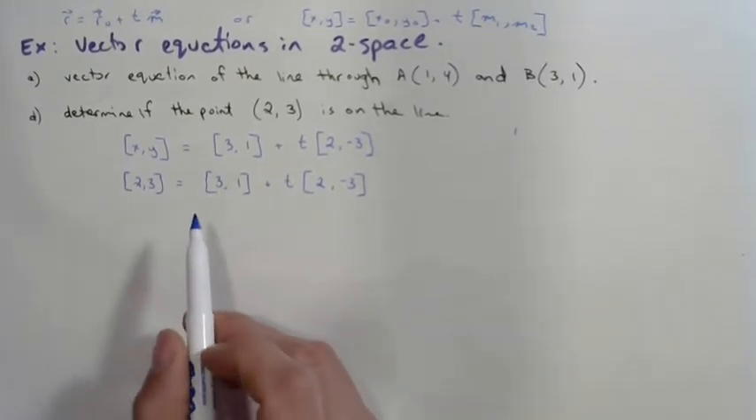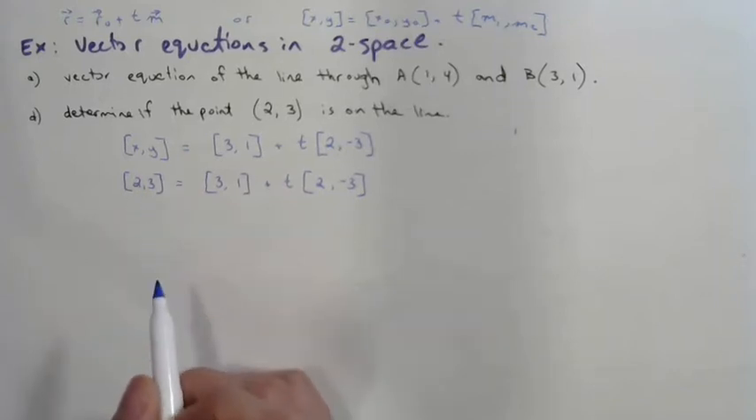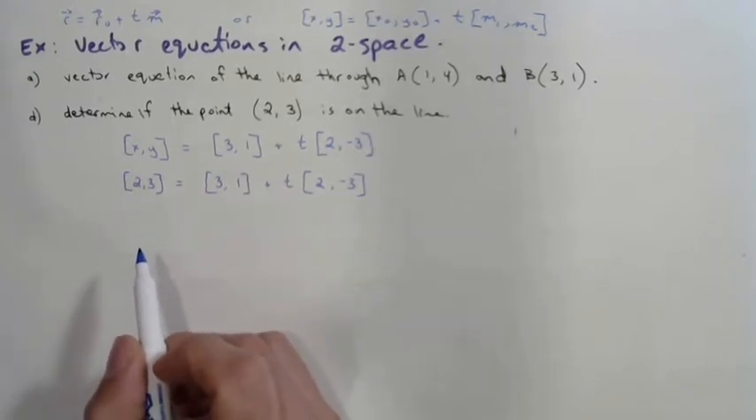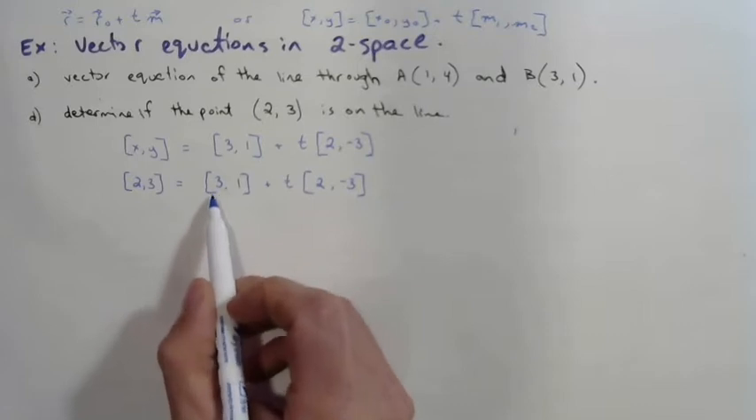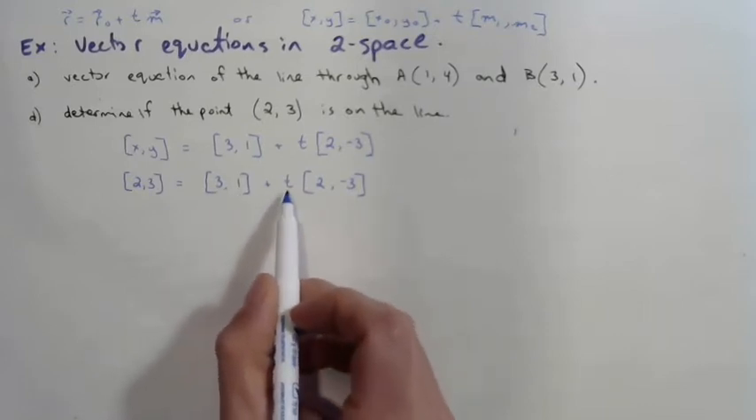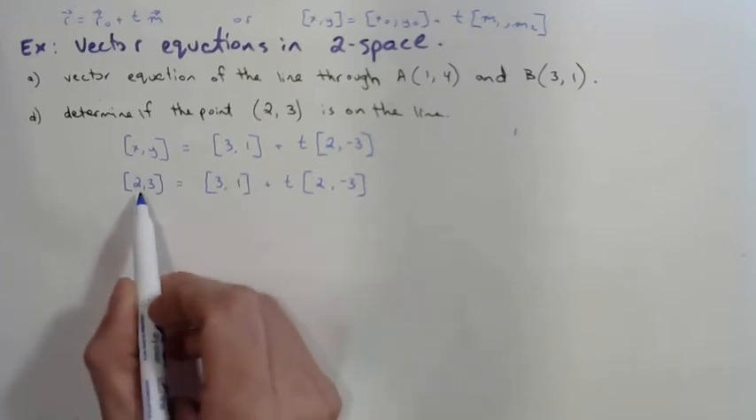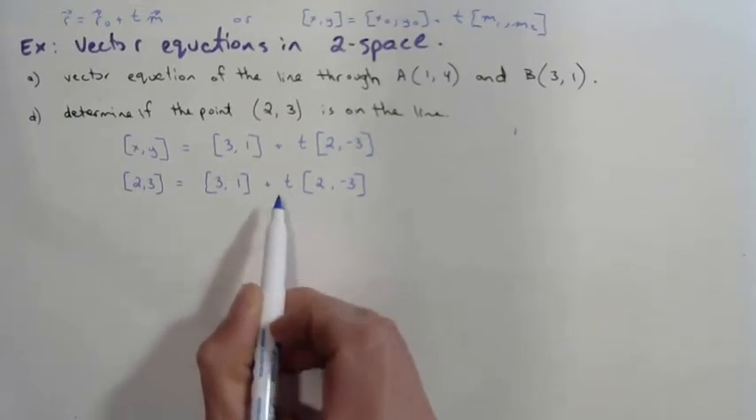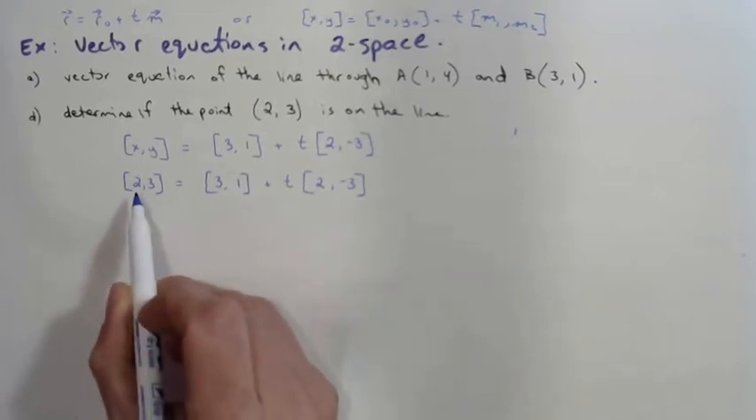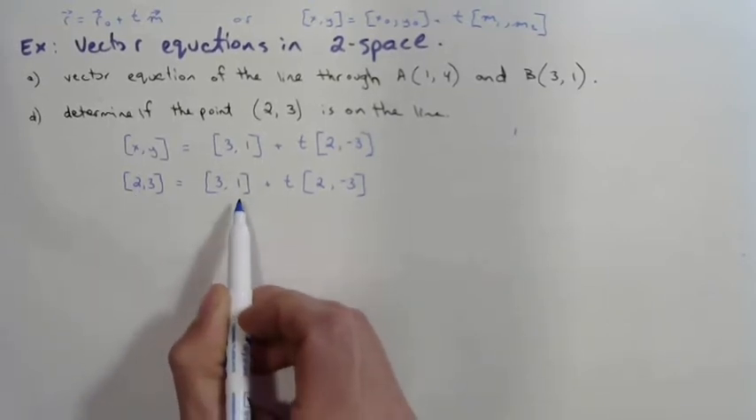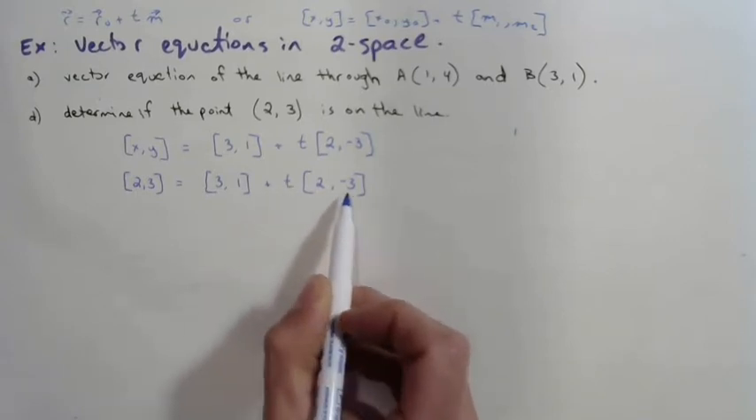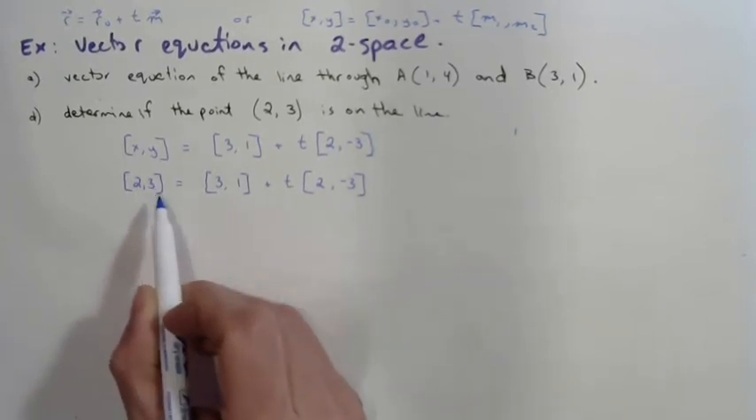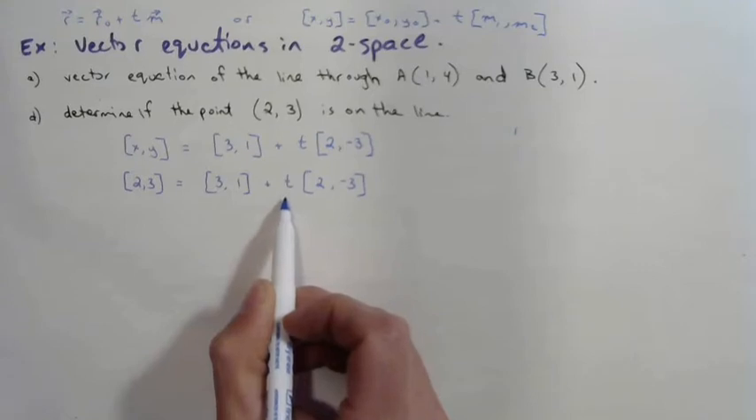Now remember, we can think about vectors in relation to their components, their x component and their y component. So what we're saying is that if I start with 3 and I add some multiple of 2, I can arrive at the number 2. Now that's going to be true. But what has to be true in this case is that the same scalar multiple that gets me from 3 plus 2 equals 2 has to get us from 1 plus some multiple of -3 equals 3. And that value of t has to be the same value for both equations that I'm going to work with.